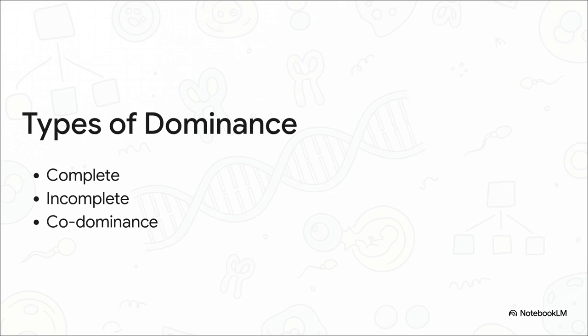This is where neither allele is fully dominant over the other, so you end up with a blended intermediate phenotype. And finally, codominance. This is when both alleles fight for the spotlight and are equally fully expressed in the phenotype at the exact same time. No blending, just both showing up.